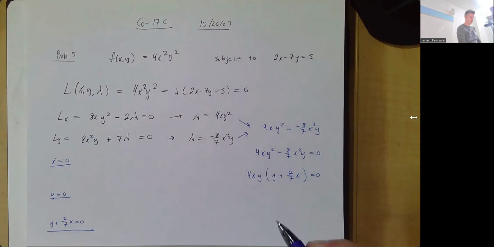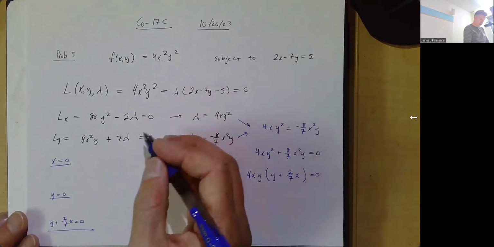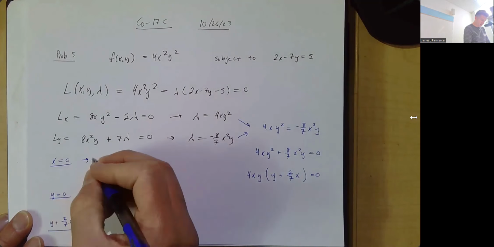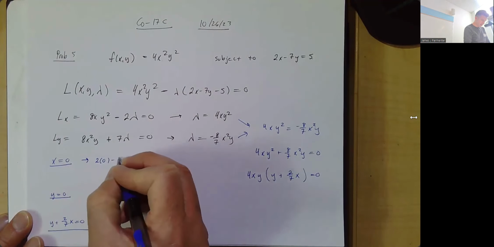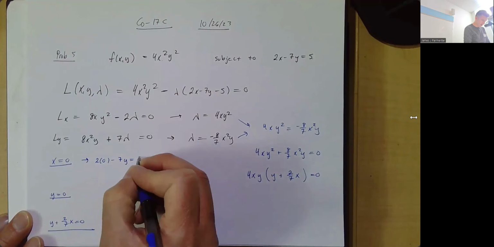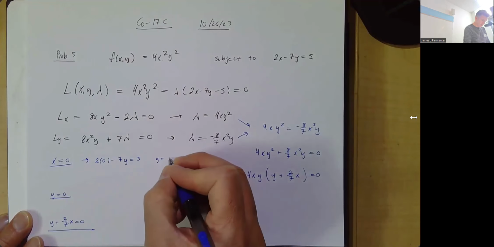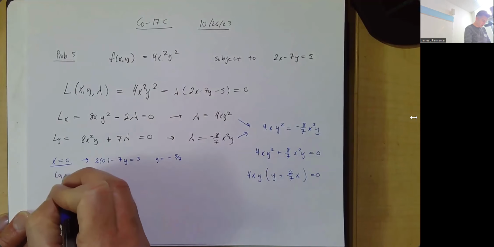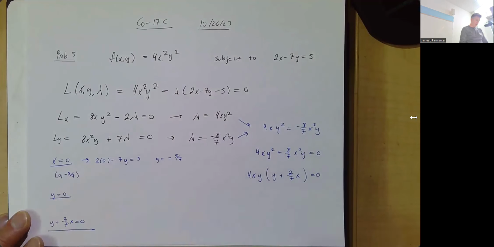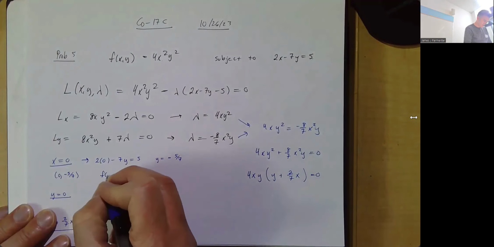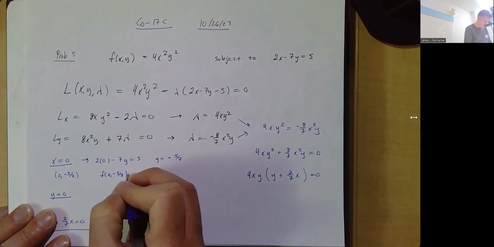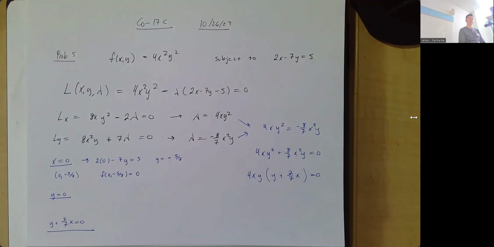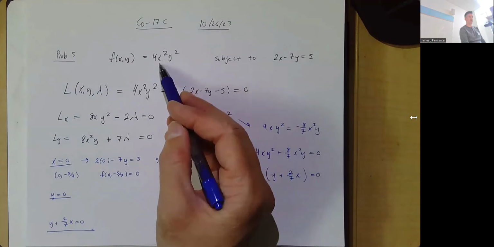So looking back at the constraint here, if x equals 0, then we're going to get 2 times 0 minus 7y equal to 5. So y is going to equal negative 5/7. So one of our critical points is 0, negative 5/7. And we can see that if we plug that into the function, we're going to get 0. F of 0, negative 5/7 is going to be 0, because it's 4 times 0 squared times, doesn't matter.